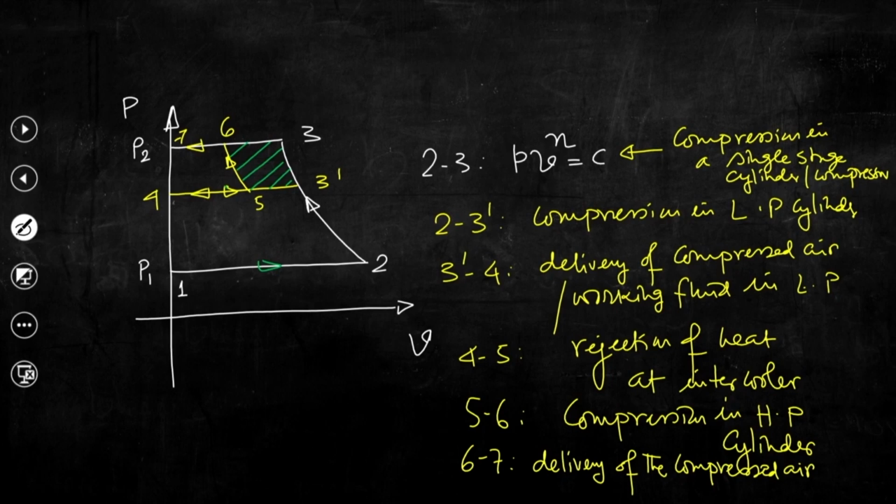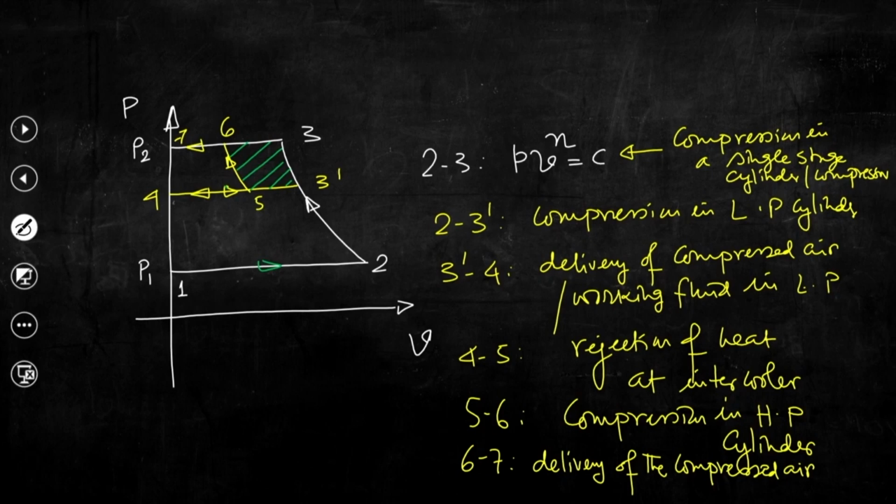So, had we performed the compression process by using a single stage compressor, certainly the pressure at the end of the compression would have been P3 or P2. So, our objective is to rise the pressure from P1 to P2. So, there are two possibilities. One is that we can use a single stage compressor and the pressure will increase from P1 to P2 following this process 2 to 3.